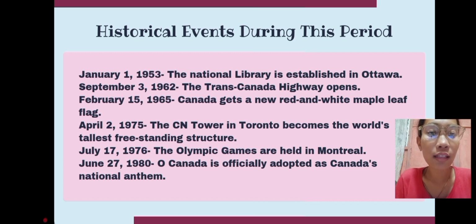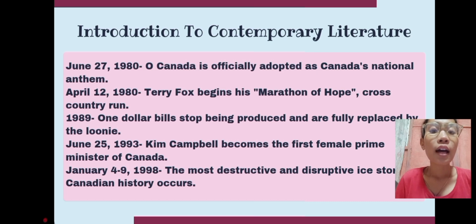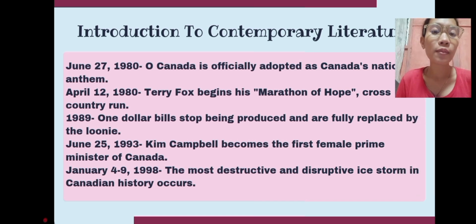On July 17, 1976, the Olympic Games are held in Montreal. June 27, 1980, O Canada is officially adopted as Canada's national anthem. April 12, 1980, Terry Fox begins his Marathon of Hope cross-country run. 1989, $1 bills stop being produced and are fully replaced by the Loonie. June 15, 1993, Kim Campbell becomes the first female Prime Minister of Canada.